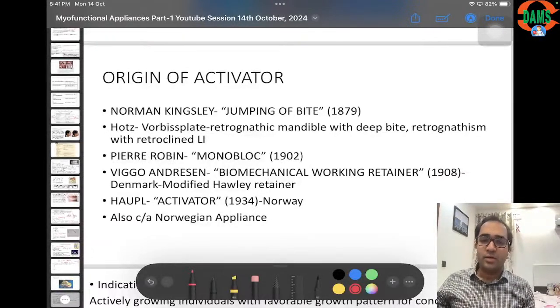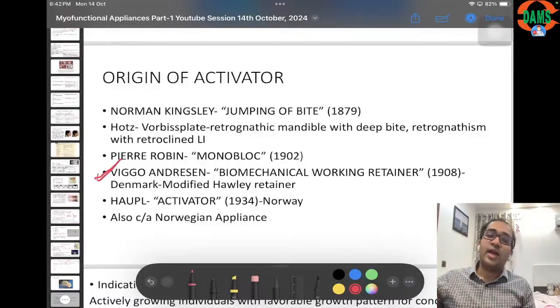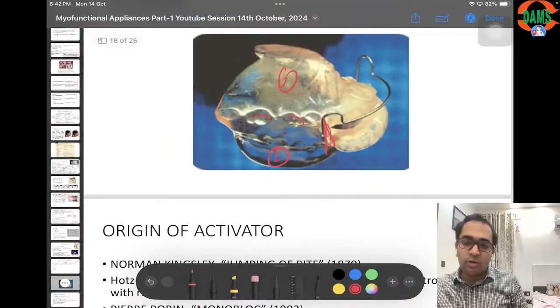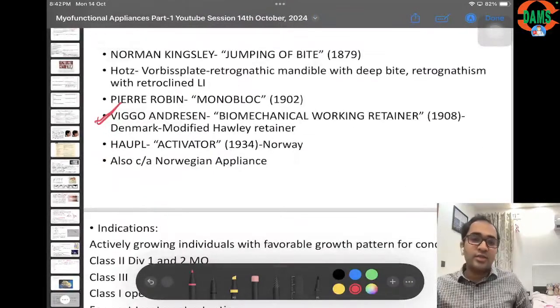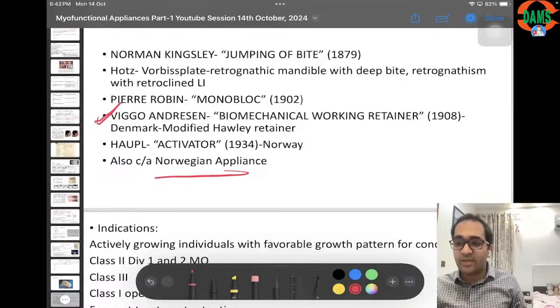Next comes Viggo Anderson. He coined the term biomechanical working retainer for this activator, and he was from Denmark. So he modified the simple Holly's retainer. So he was the first one who developed this activator appliance in its current original form. So how he developed it, he simply modified the Holly's retainer. So अगर हम इसको upper and lower block को अलग कर दे, it's simply a Holly's retainer. So upper and lower Holly's retainer joined together becomes an activator. Hoppel, another scientist who worked from Norway, gave the term activator. So that's why it is also known as Norwegian appliance. These all names are very important from your exam point of view. Okay, so Anderson Hoppel activator.